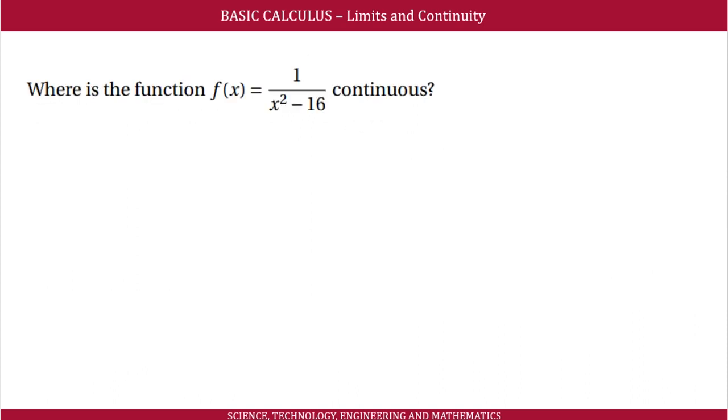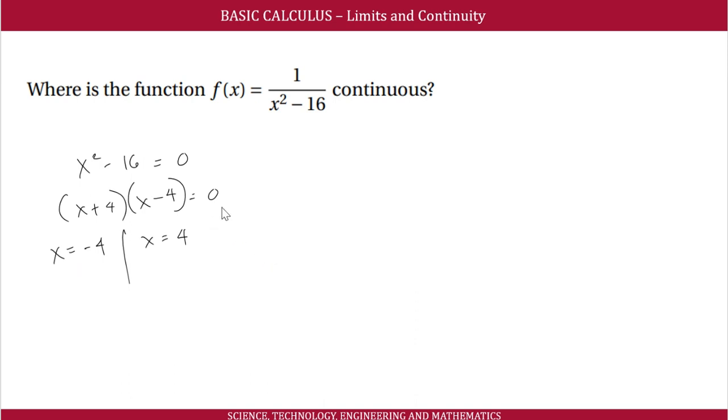Where is the function f of x equals 1 over x squared minus 16 continuous? Okay, as you can see, this is a rational function. To determine the numbers where this function is continuous, we identify first the domain of the function. The denominator is x squared minus 16. If we factor this, that will be x plus 4 times x minus 4 equals 0. So we have two values of x, negative 4 and positive 4. Meaning, the function is continuous at any numbers except negative 4 and 4.